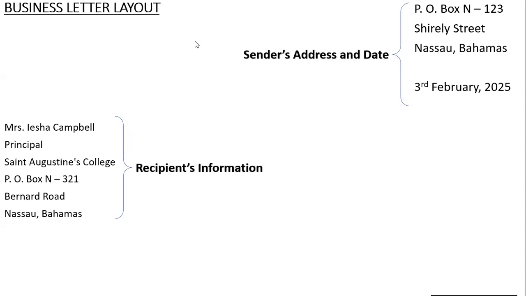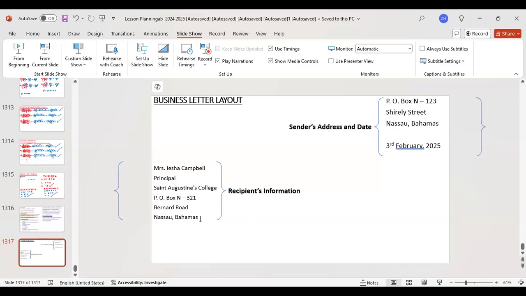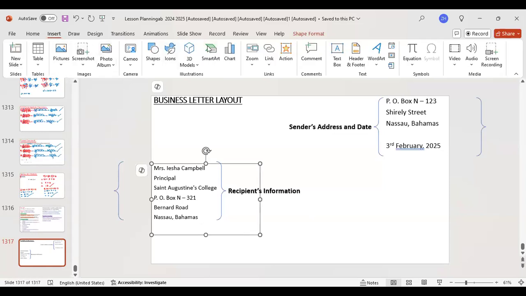All right. Okay, so we have the sender's address and date, and then we have the recipient's information. Good. So now at this point, we need to start the letter, right? So we're going to start off with the salutation, or the greeting.